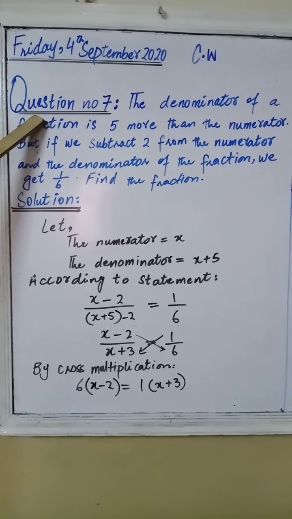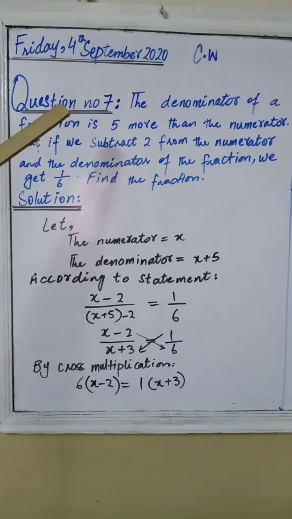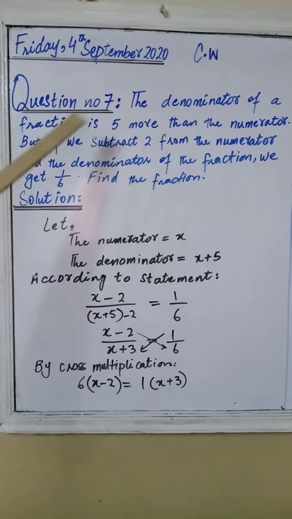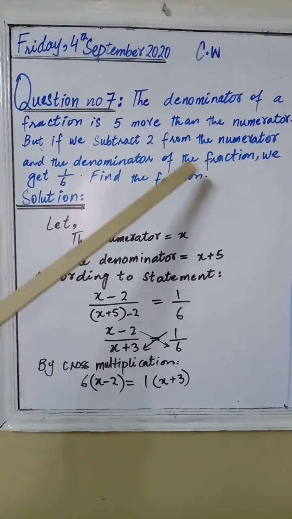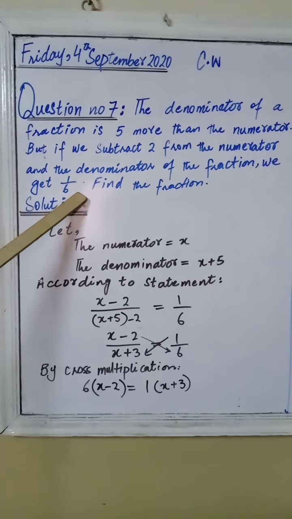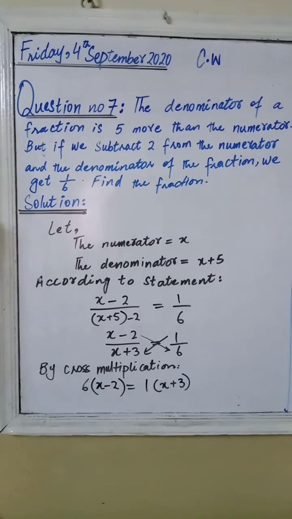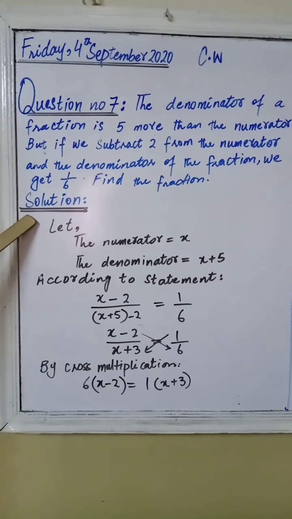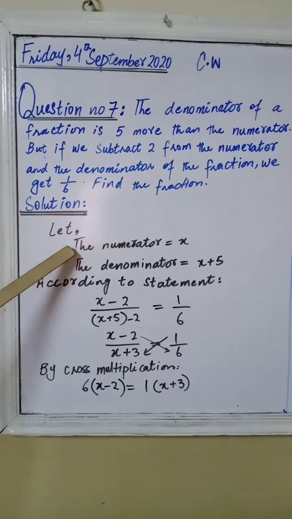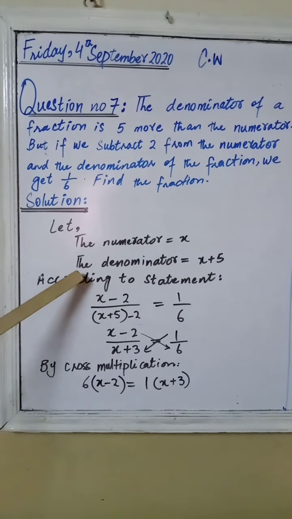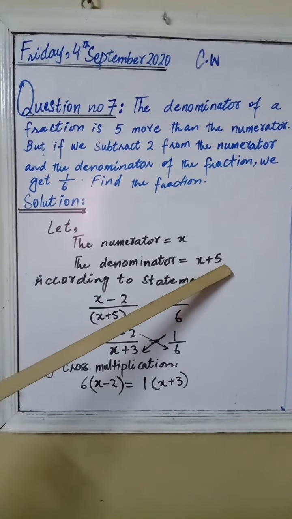Question number 7. The denominator of a fraction is 5 more than the numerator. But if we subtract 2 from the numerator and denominator of the fraction, we get 1 by 6. Find the fraction. So first we assume the numerator because the denominator is more than the numerator. So let the numerator be x and the denominator be x plus 5.